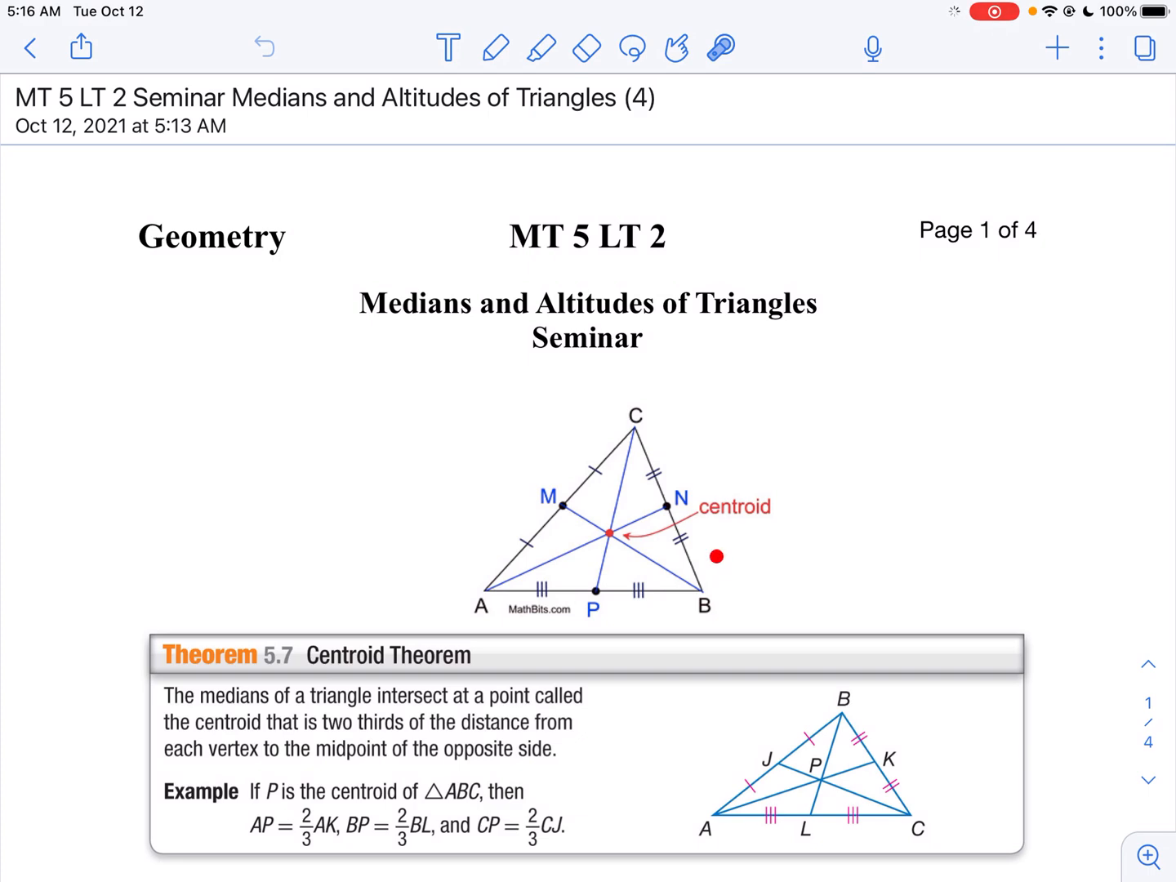That is, if I would cut this triangle out and I would place my pencil point where the centroid is, it would actually balance my triangle on the pencil point right there.